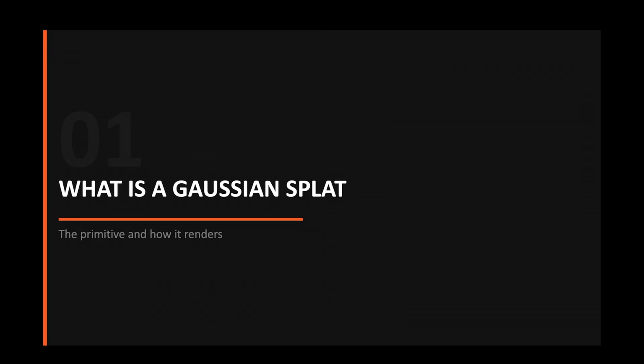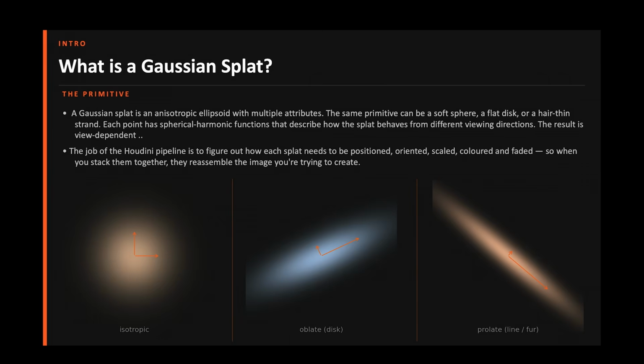All right, so for those of you who have no experience with Gaussian Splats, what are those? Of course, we are Houdini artists, so for us it's just points with attributes. But a better definition of a Gaussian splat is an anisotropic ellipsoid with multiple attributes. And the same primitive can be a sphere, like you can see there on the left side, or a flat disk, or a hair-thin strand. The important thing is that each of these points carries a spherical harmonic function, and that describes how the splat behaves from different viewing angles. So the result is really view-dependent.